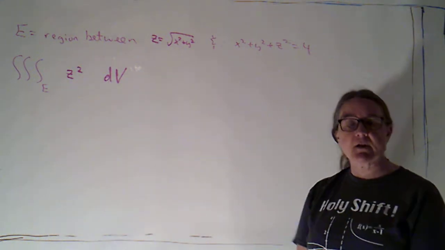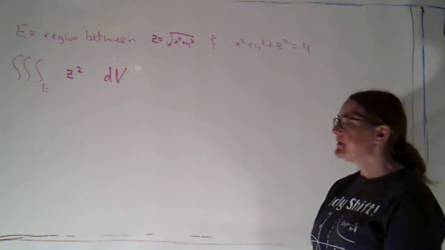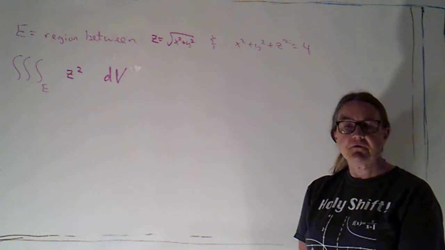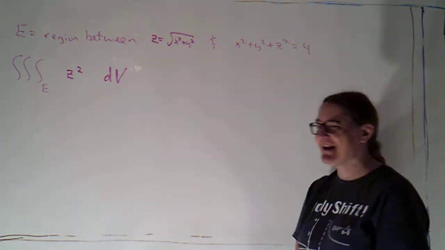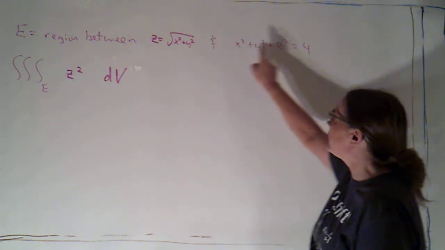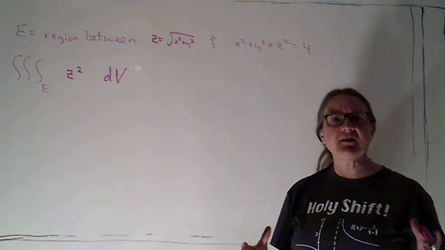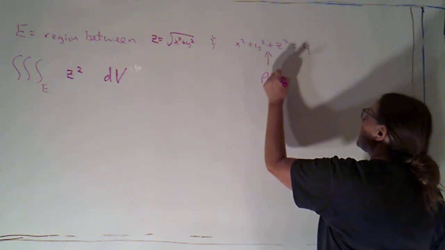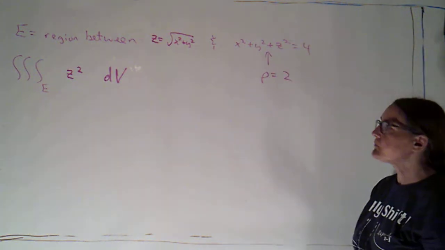Now, you might guess that we're going to switch to spherical coordinates. There are a couple reasons for doing that. One, this is in the video lectures for switching to spherical coordinates, okay? But more importantly, I recognize that both of these boundary surfaces are just constants in spherical coordinates. This is a sphere of radius 2, so its rho is equal to 2.